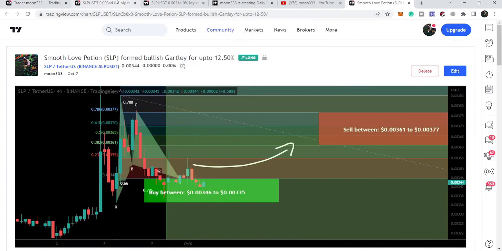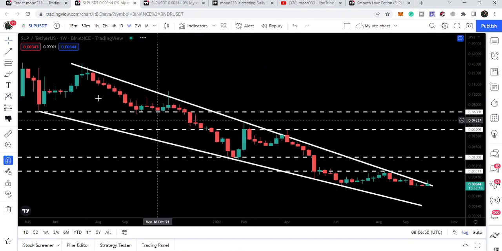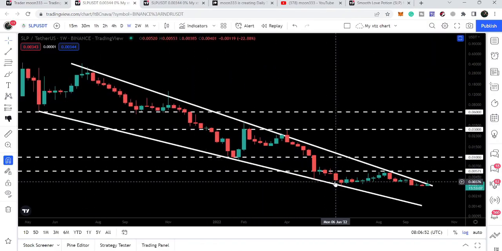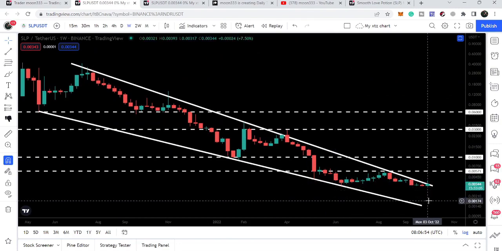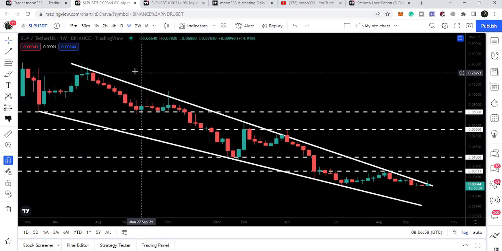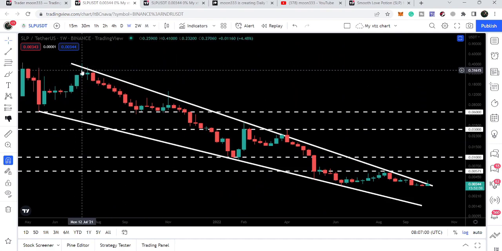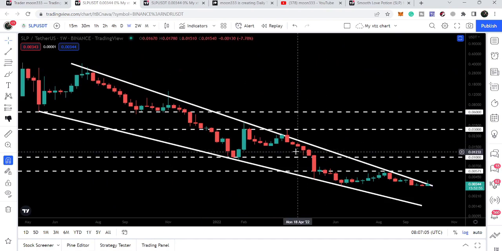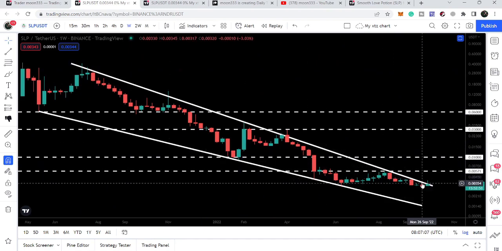Now, if we take a look at this live weekly time frame chart, then this is the real move that we are all waiting for, and that is a breakout from this huge down trend line resistance. You can see we found this resistance back in July 2021, and now it's more than a year. SLP token is still not able to break out this resistance.